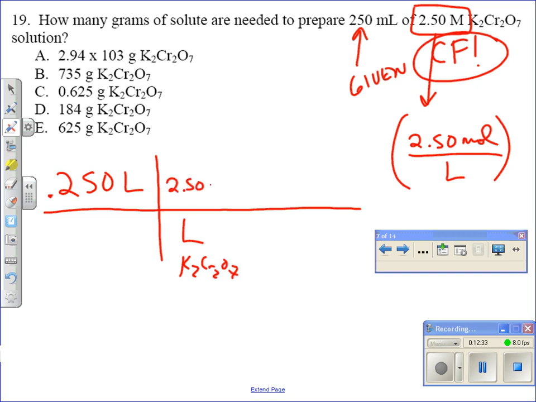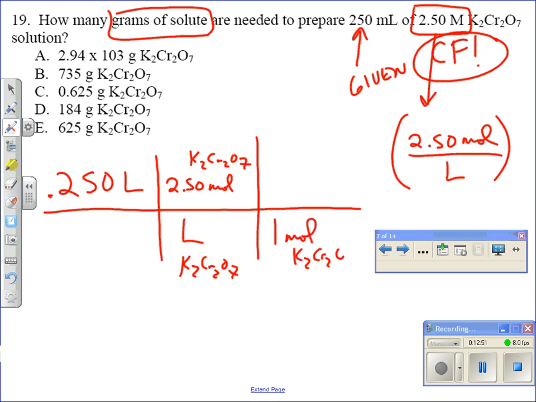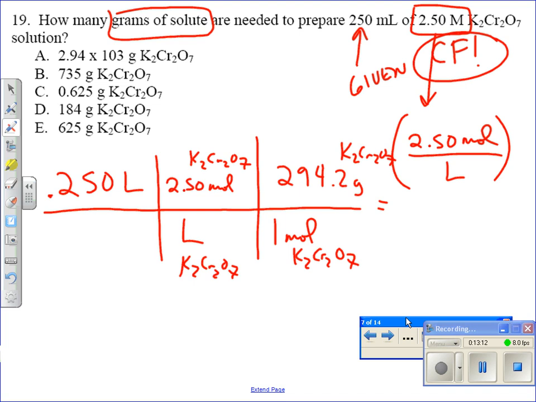K2Cr2O7 equals 2.50 moles of K2Cr2O7. As soon as I get moles in the upper part of the grid, okay, this doesn't have an equation, it's a conversion, but I need grams of solute. Well, how do I get grams in chemistry? Well, 1 mole of K2Cr2O7 is equal to 294.2 grams of K2Cr2O7. So to get grams of solute, multiply across the top, multiply across the bottom, and you get your answer.